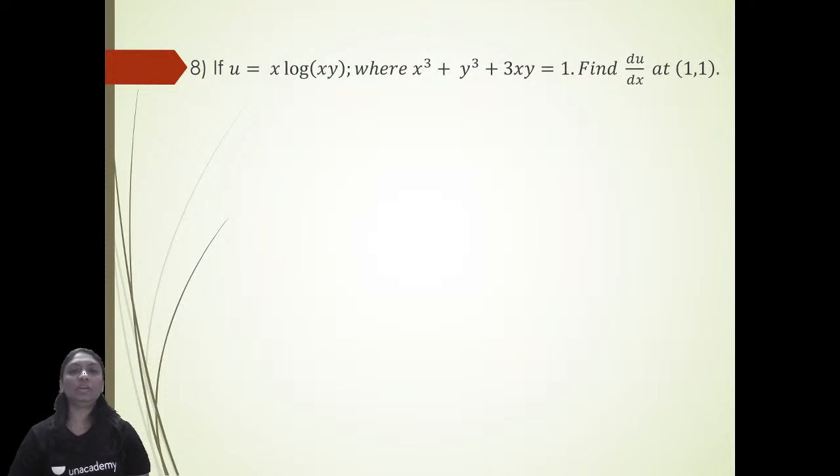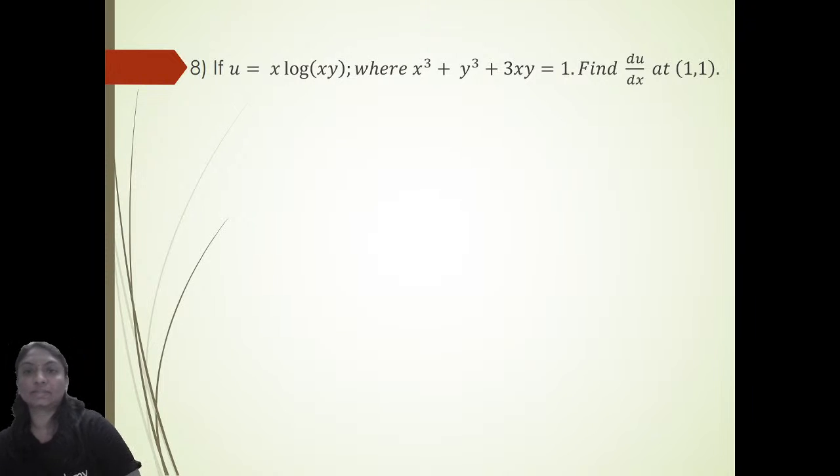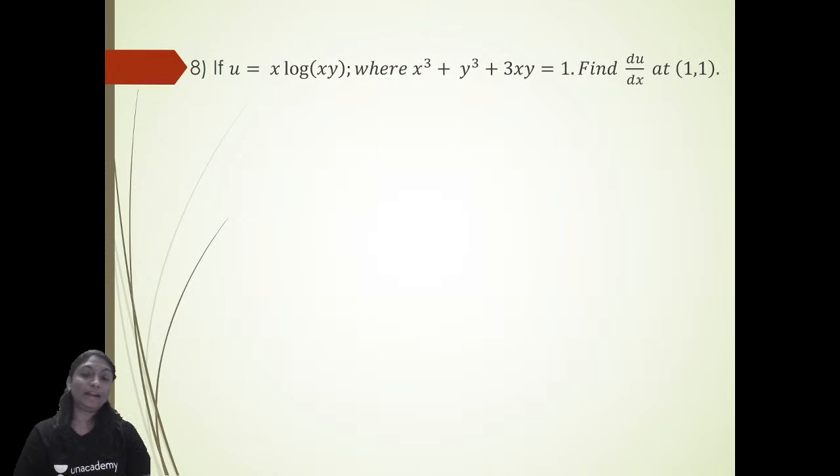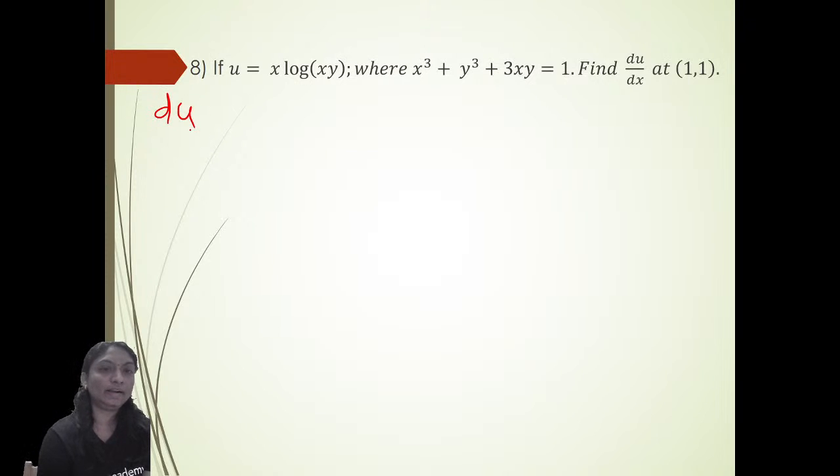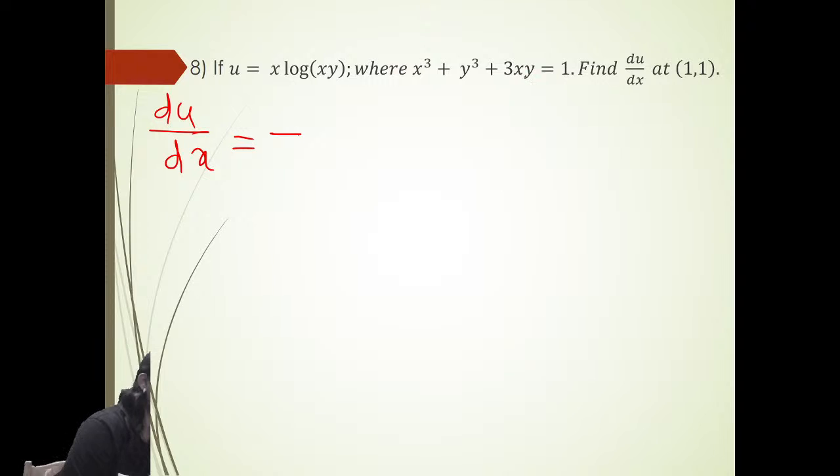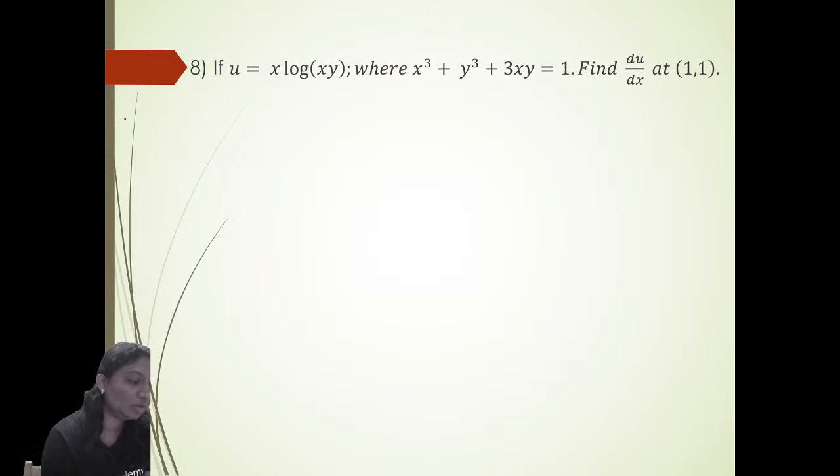Now, if u is equal to x log y, where x cube plus y cube plus 3xy is equal to 1, then find du/dx at (1, 1). So you will get u is equal to this. We require du/dx, not dy/dx.